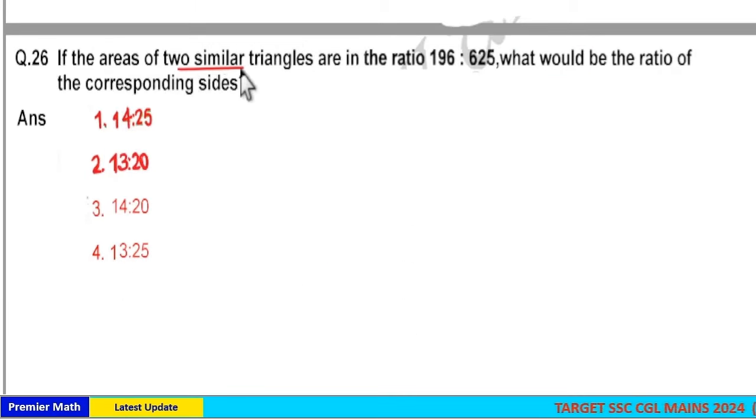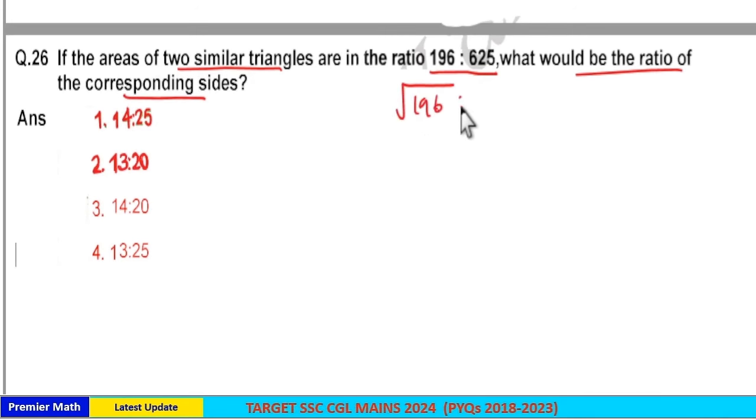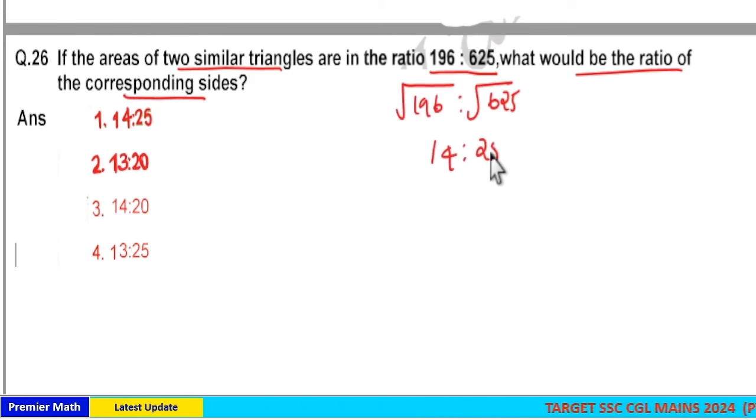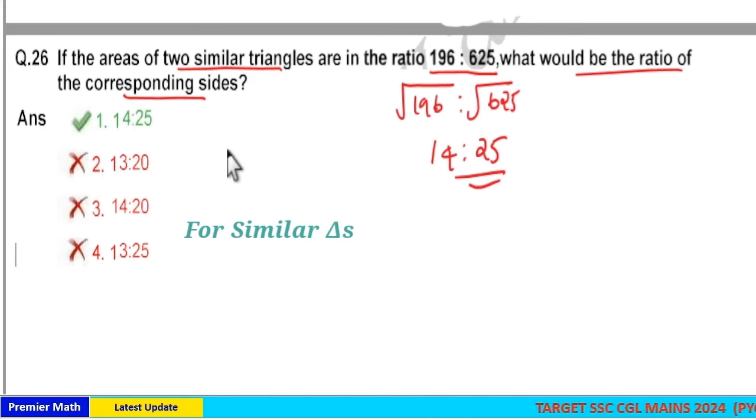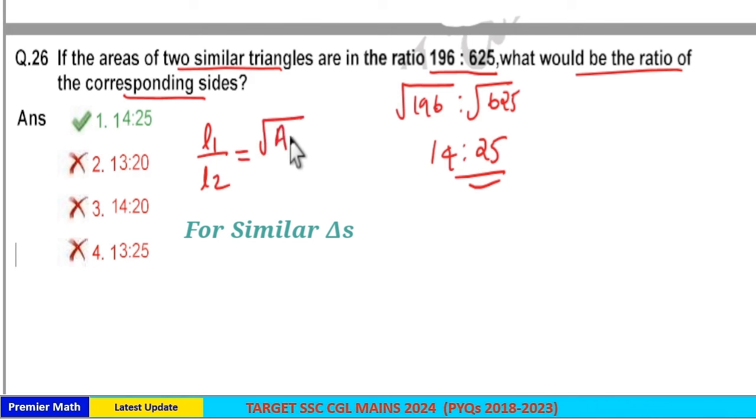If the areas of two similar triangles are in the ratio 196 is to 625, what would be the ratio of corresponding sides? Just take the square root of areas. That is your answer. That is, here 14 is to 25 is your answer. Option 1 is your answer. If you take the ratio of corresponding sides, that is L1 is to L2, which is in the same ratio of square root of areas of the respective triangles. That is root A1 is to root A2.